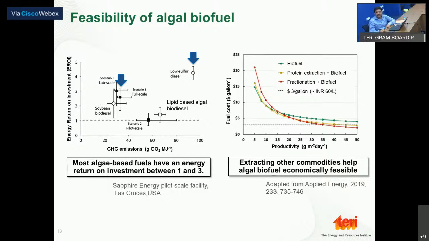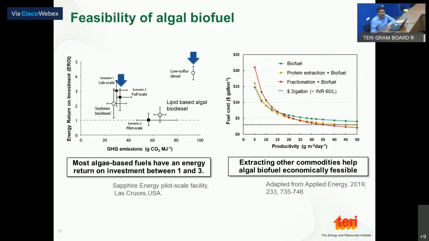On the right hand side, the algal biofuel cost is estimated based on algal productivity. If you look at this blue green line, that is only selling the biofuel, and the dotted line here shows the oil price of around $3 per gallon. We cannot reach that with our existing technology. Today's oil price, as I saw in the morning, is like $60, $50 in the international market. So we cannot compete with only using the biofuel currently with our existing technology.